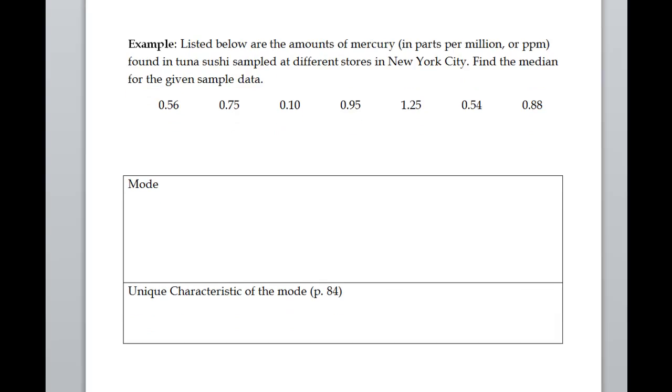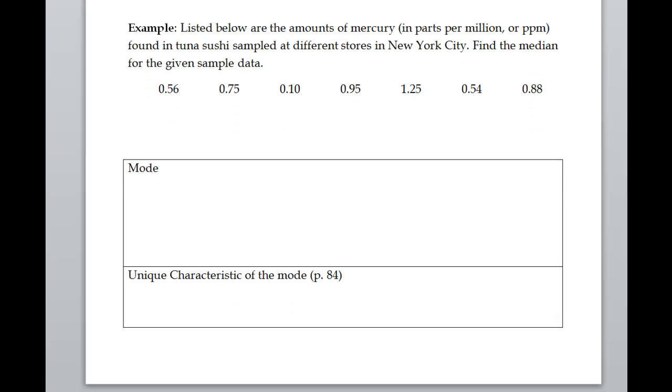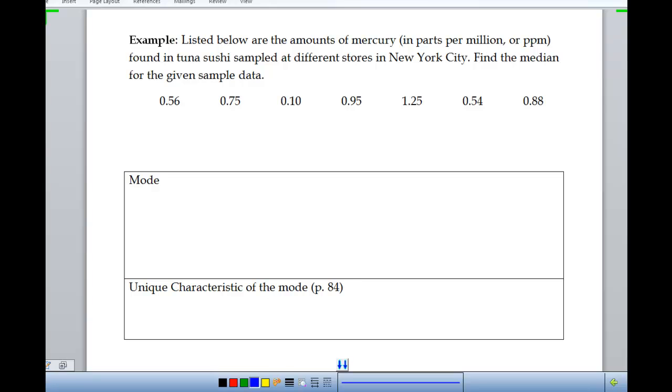Listed below are the amounts of mercury in parts per million found in tuna sushi sampled at different stores in New York City. Find the median for the given sample data. So the first thing we need to do is what? Put it in order.